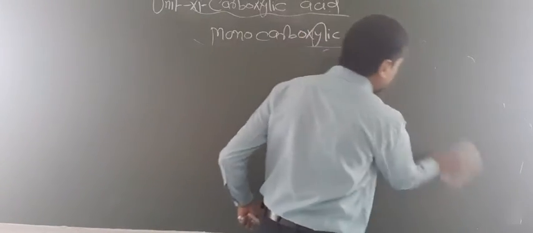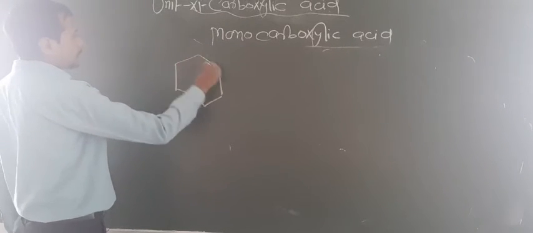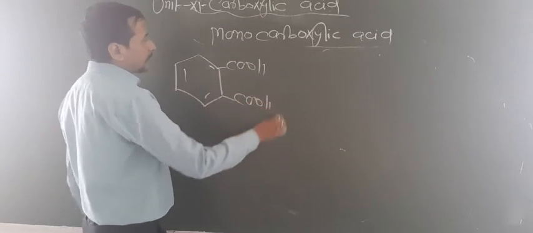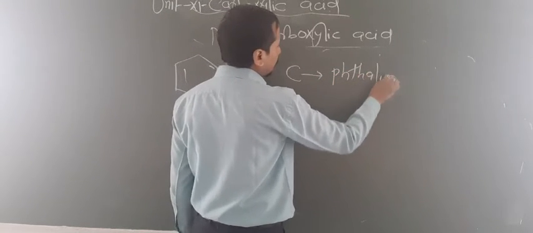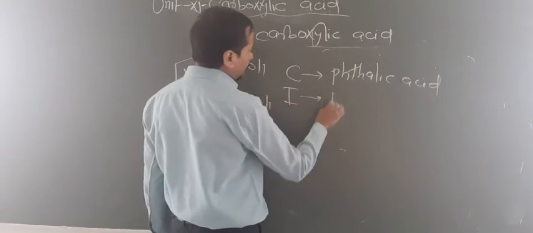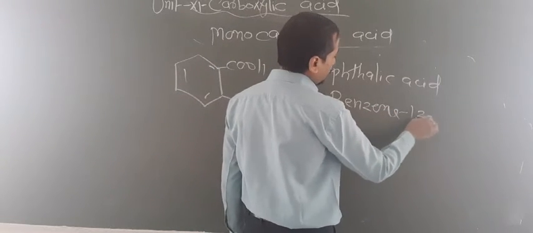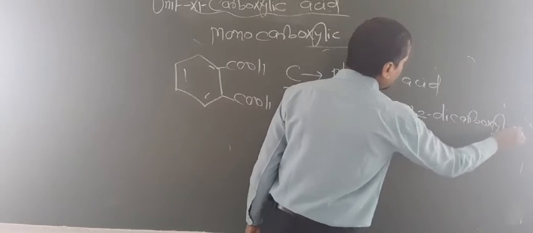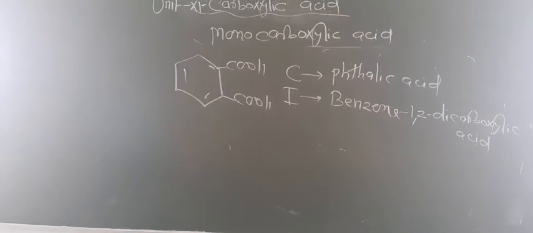Now some more important names you have to know. Look here, a benzene ring contains 2 COOH. Its common name is phthalic acid. Phthalic acid is the common name, and in IUPAC nomenclature it is known as benzene-1,2-dicarboxylic acid. Are you getting this point or not?